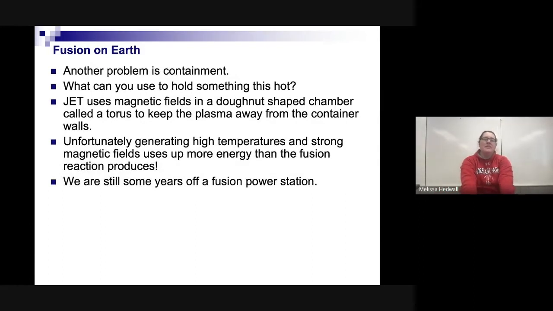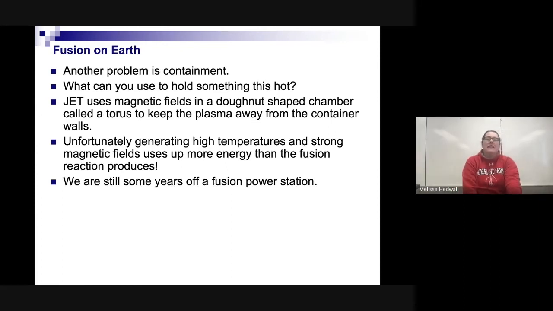Containment is, so the JET uses magnetic fields in a donut-shaped chamber called a torus to keep the plasma away from the container walls. And even with that, it still gets hot. It's just not actually in contact with the walls, and so it doesn't destroy it immediately.